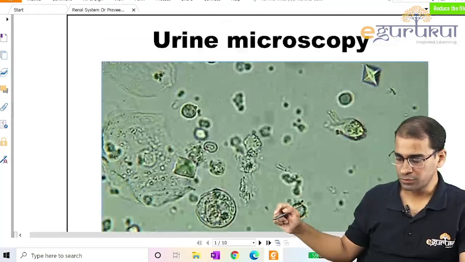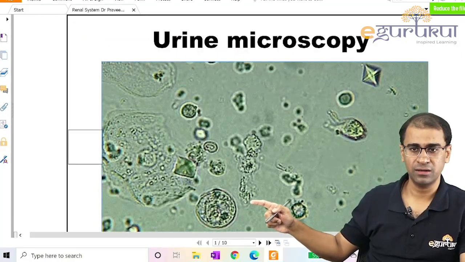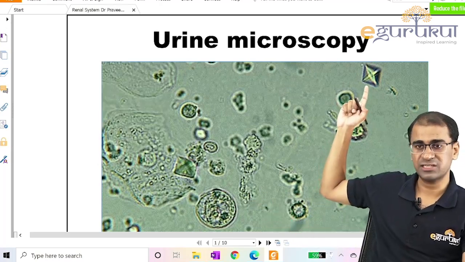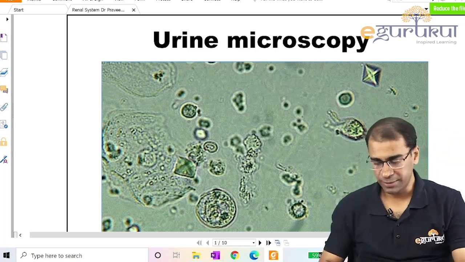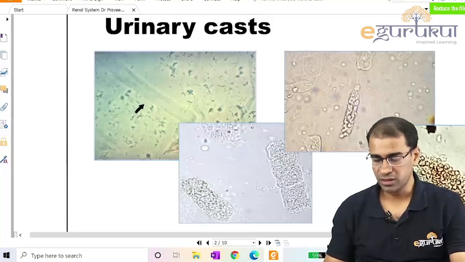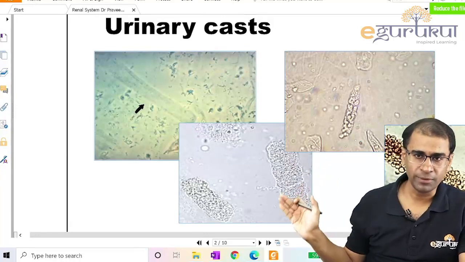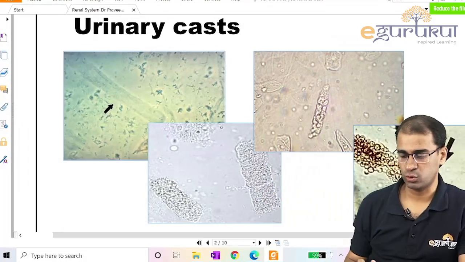Sometimes you can see a pus cell, as you see this one is a pus cell, and these are the crystals that you see here. This is what you see in a routine urine microscopy. Sometimes, apart from this, you expect casts. So what are casts? A formed element with a unique shape and size is called a cast.